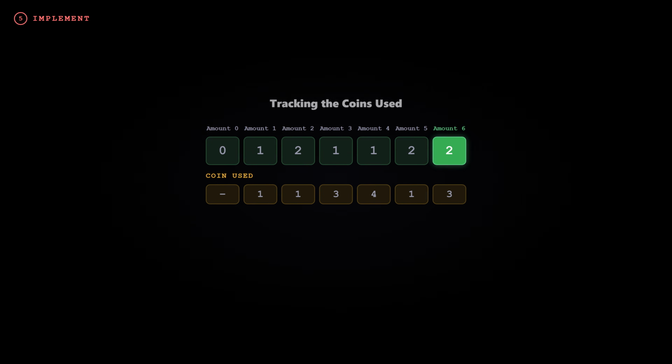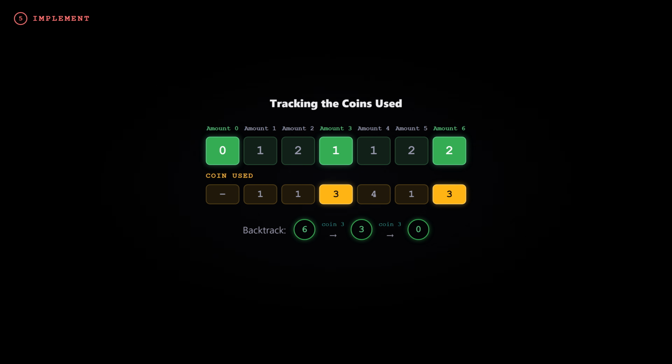But which 2 coins did we actually use? That's where backtracking comes in. The idea is that while we were filling in the table, we also kept track of which coin gave us the best result at each step. At amount 6, the 3 coin was optimal, so we jump back to amount 3. At amount 3, the 3 coin was optimal again, so we jump back to 0. And there's our answer. 3 plus 3, 2 coins, exactly as expected. This whole idea of recording your choices and then tracing back through them is a technique you're going to see over and over again in dynamic programming.